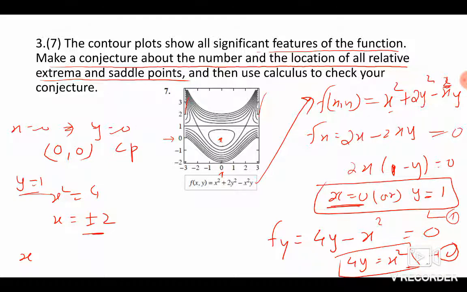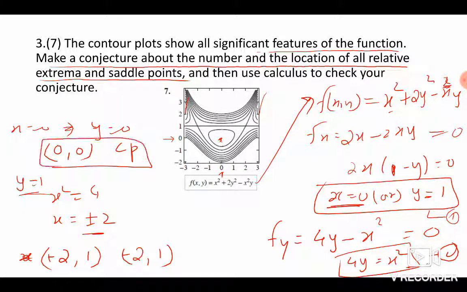x is positive 2, y is 1. x is negative 2, y is 1. So there are 3 critical points. 1 is here, 2 are here. You can find it here. The first, 0, 0, we found is a minimum value. We will check it by using calculus.